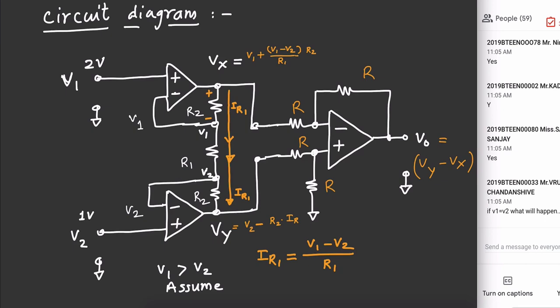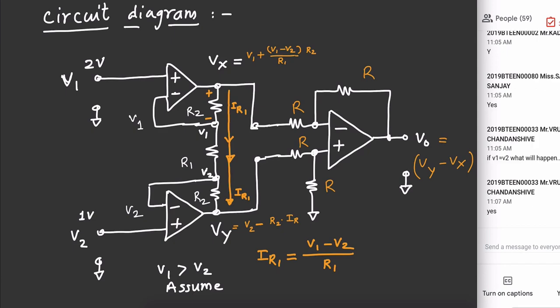Vrishabh, did you get the answer? Okay, great. So this is the advantage of interactive session.